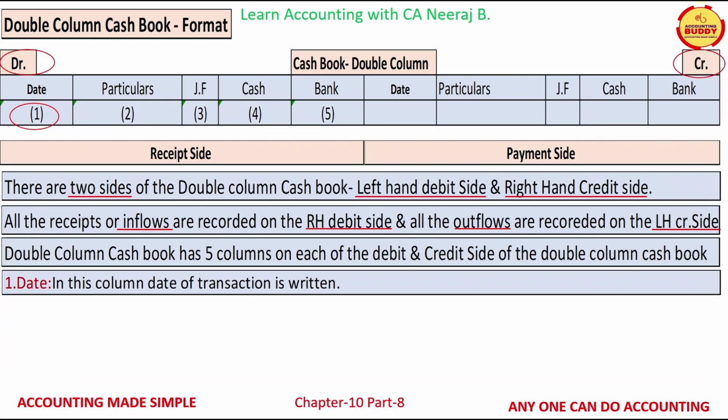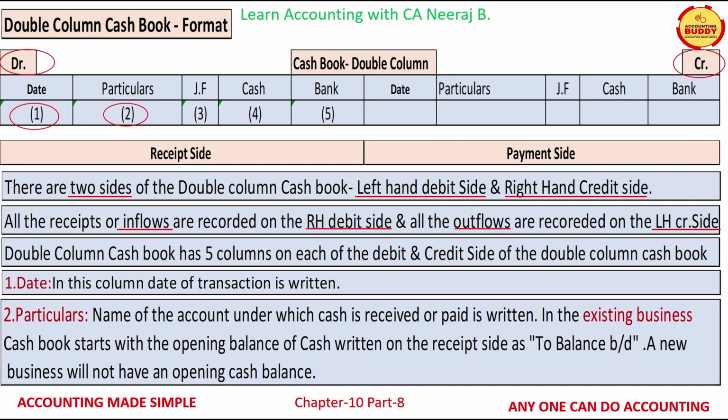Column number 1 is for date. In this column, date of the transaction is written. Column number 2 is for particulars. In this column, name of the account under which cash is received or paid is written. In the existing business, cash book starts with the opening balance of cash written on the receipt side as to balance brought down. A new business will not have an opening balance.